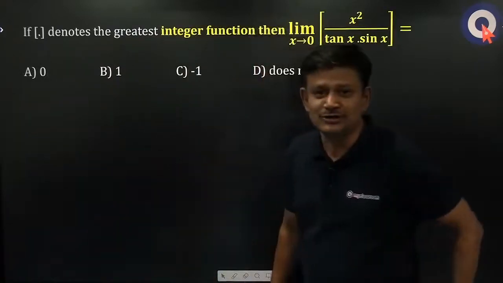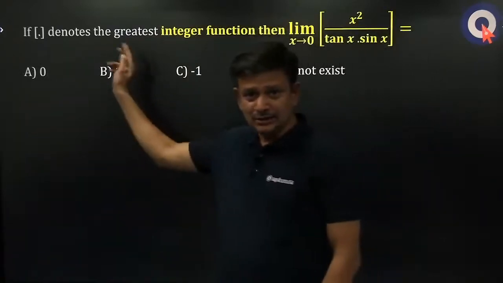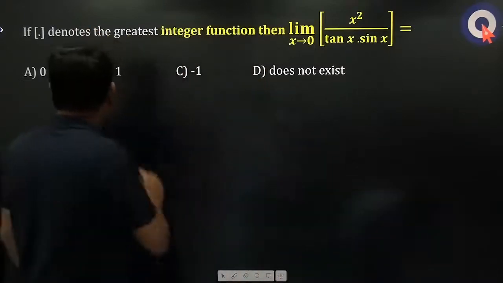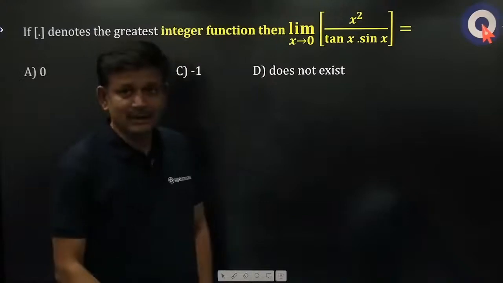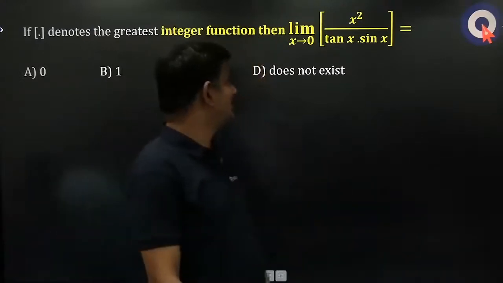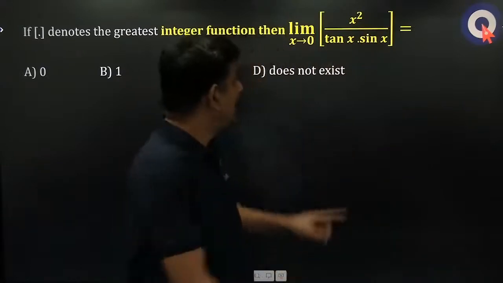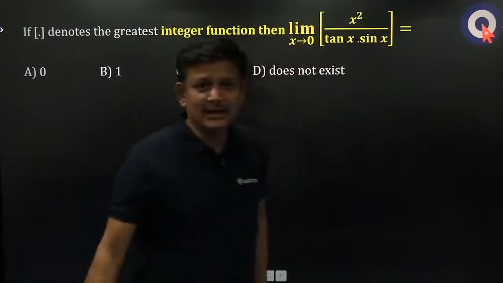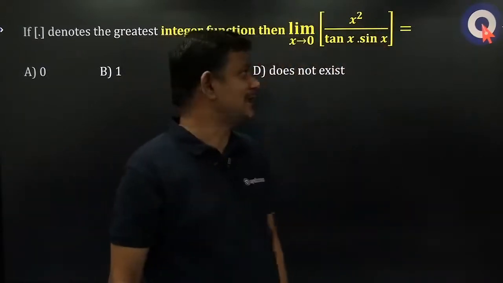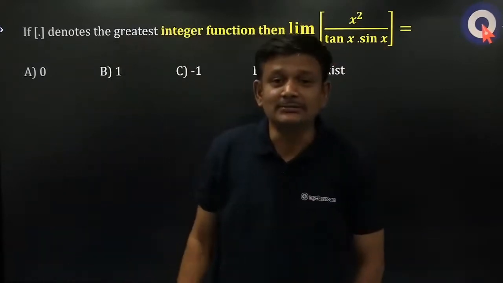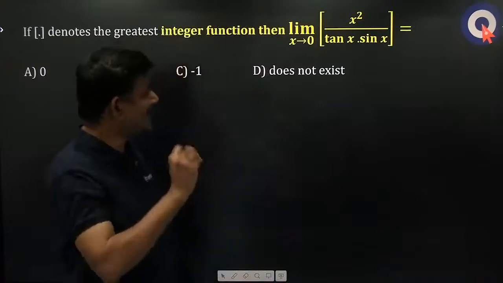First and foremost question, the square bracket indicates the greatest integer function. He is asking you to evaluate the limit as x tends to 0 of the integral part of x square by tan x into sin x.